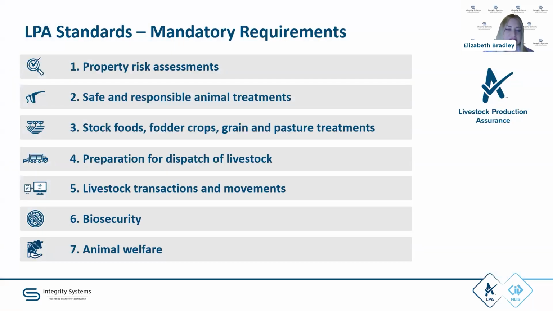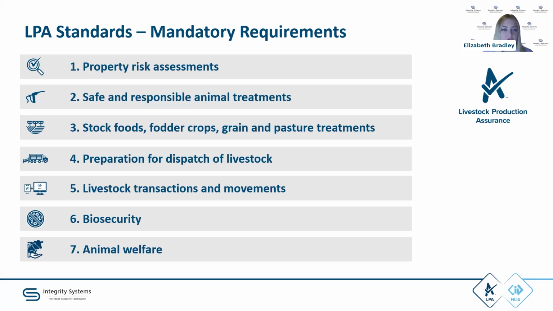Now, the LPA program itself has program rules which tell us how the program works and how audits happen and all that operational stuff. Then we move into the other side, which is what all the livestock producers that sign up for LPA have to agree to implement on their property and those requirements they have to meet.